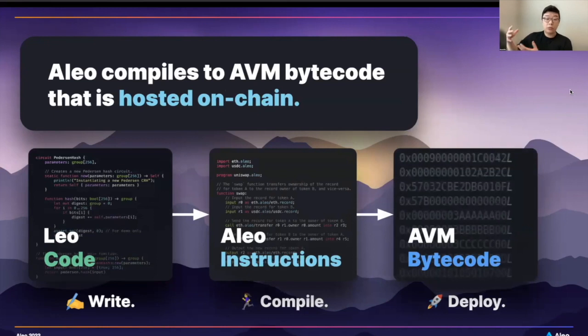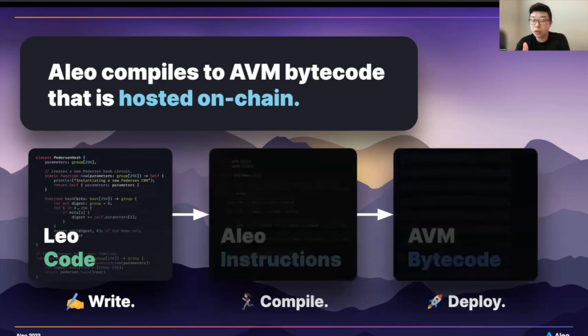In terms of what we've offered under the hood in that architecture, we start from Leo, and we compile it down into what we call Aleo instructions. And then from Aleo instructions, we serialize it into bytecode, which is what's hosted on chain. Let me walk you through an example of this. Let's start with Leo code.